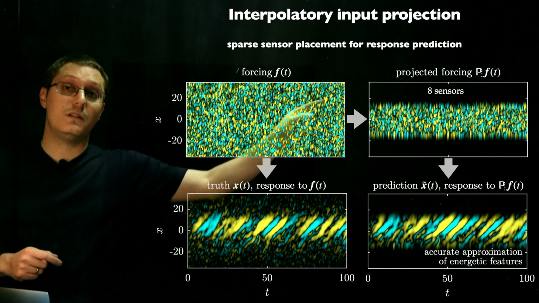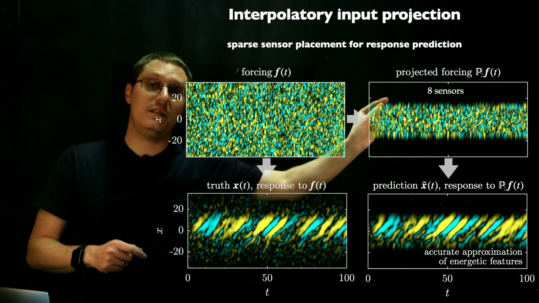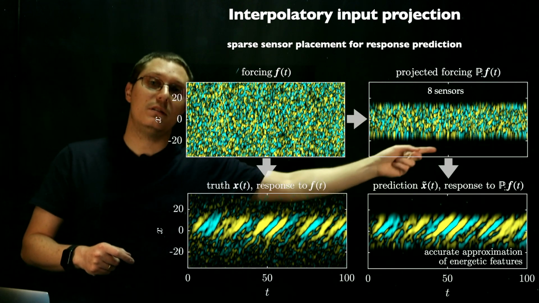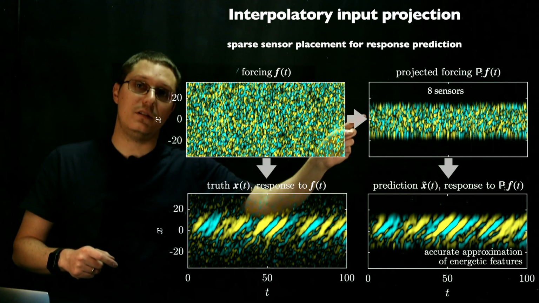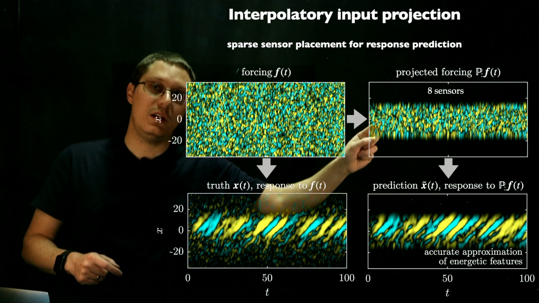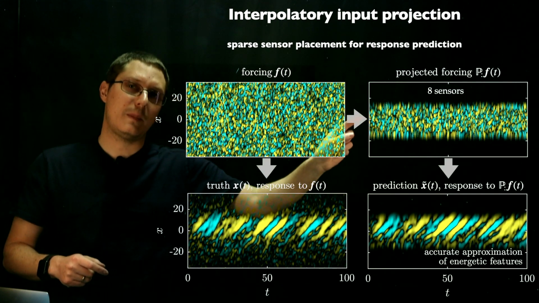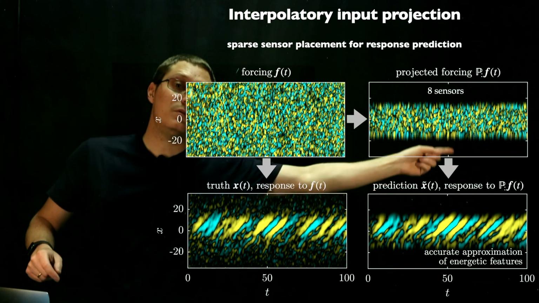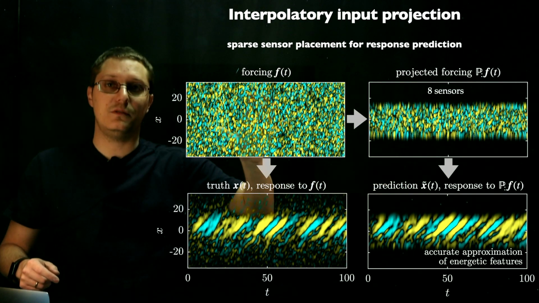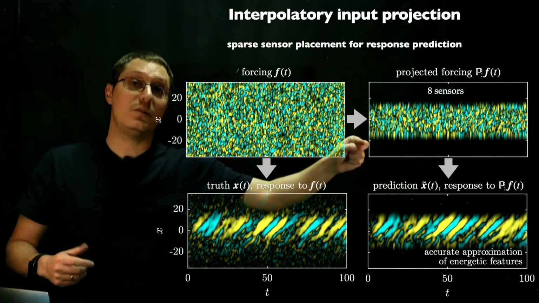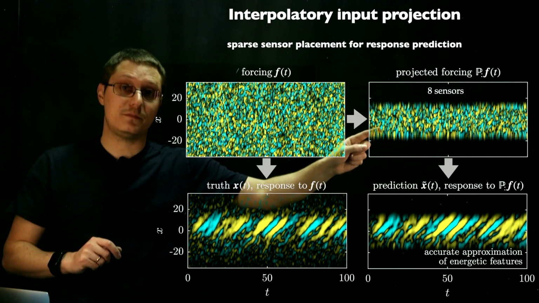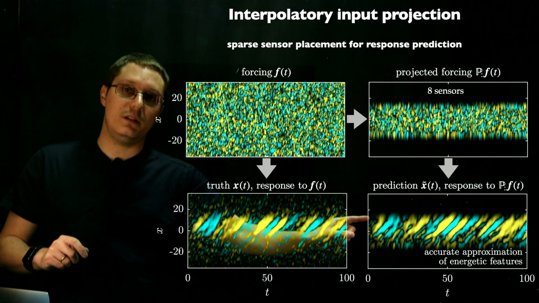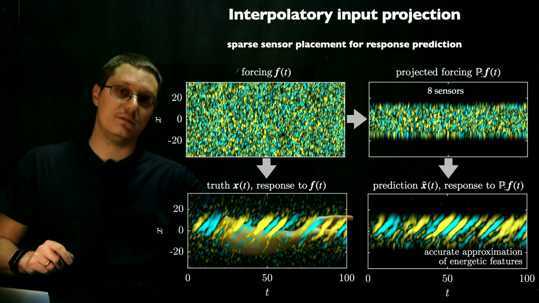Okay, so just with 8 sensors, so measuring this field at 8 locations, we can interpolate the forcing. So this is our interpolatory projection of the forcing, and we can use this projection to predict the response. So we're now predicting the response to this forcing field, which is not the original forcing, it is what we are interpolating from our sparse measurement. And this is what we predict. So we capture the high energy structures quite well.